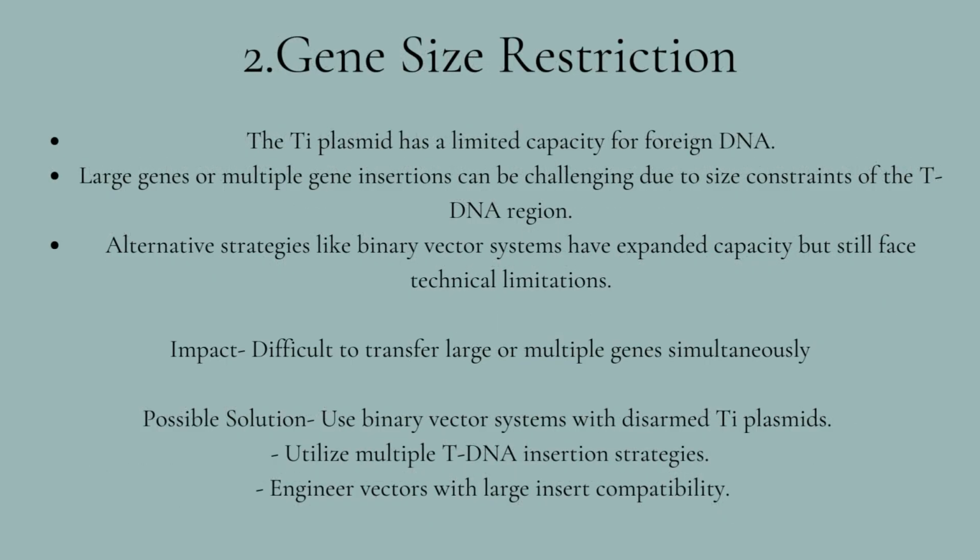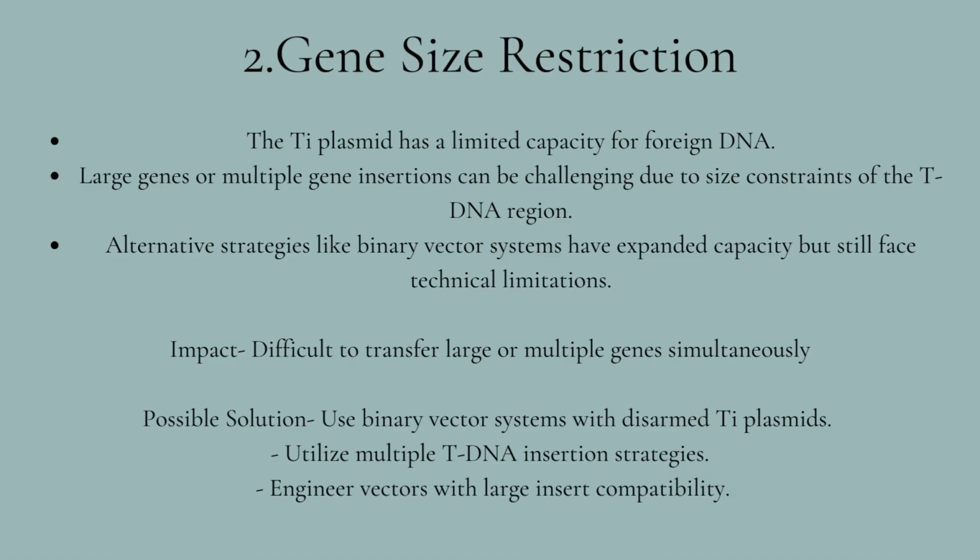The second limitation is gene size restriction. So here the challenge is that the T-DNA region in the Ti plasmid has limited capacity for foreign DNA. Large genes or multiple gene insertions are difficult. So the solution would be using binary vector systems with disarmed Ti plasmids for larger insert capacity.